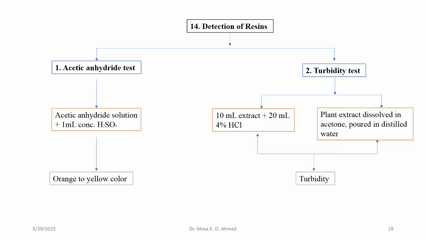One turbidity test is by addition of 10 milliliters of 4% HCl, and we note the turbidity of the solution produced due to the presence of resins. The second type of turbidity test is by dissolving the plant extract in acetone and transferring it to distilled water. Also, turbidity produced in the solution indicates the presence of resins in the plant.